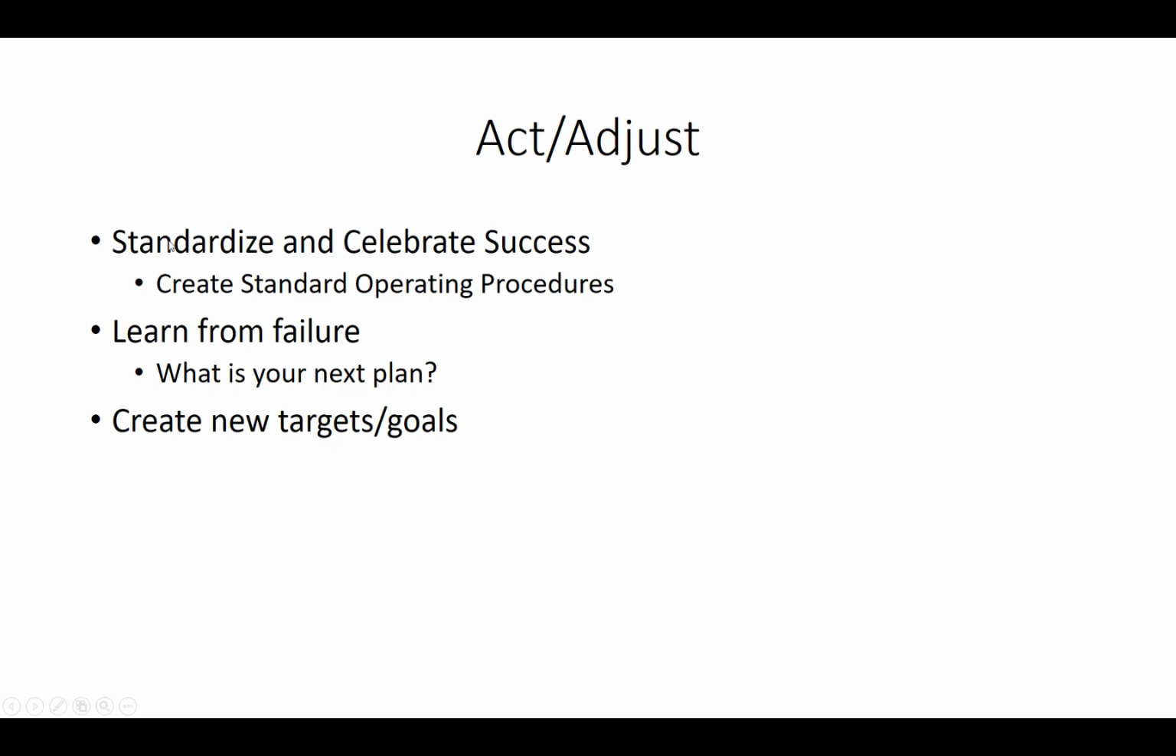So if we succeeded, then we standardize and we celebrate our success, right? This is a good time to get a pizza party together. This is a good time to create our standard operating procedures. We have saved money, we've increased productivity, we've reduced overtime, whatever it is, right? But maybe it fails, and it fails a lot. So we're going to learn from that failure. So what is our next plan? So we're going to go back and we're going to start in the plan step all over again. Or even if we didn't fail, we're going to create a new target or goal to run through PDSA again. All right, so that's our introduction.